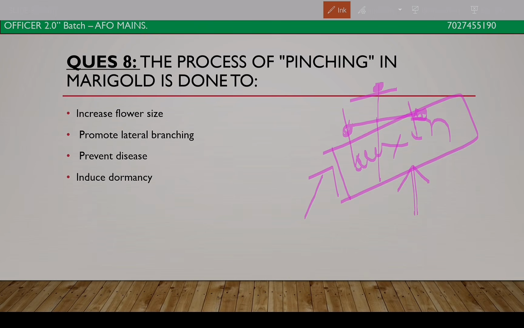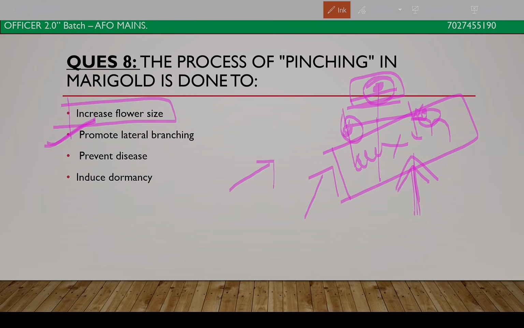Means meristematic growth will be more in case of auxin. If we remove the terminal portion, then there will be no source of auxin, and auxin is responsible for suppressing the cytokinin which is responsible for growth of lateral branching. That's why when we remove the terminal portion of the plant, it promotes lateral branching. Okay.